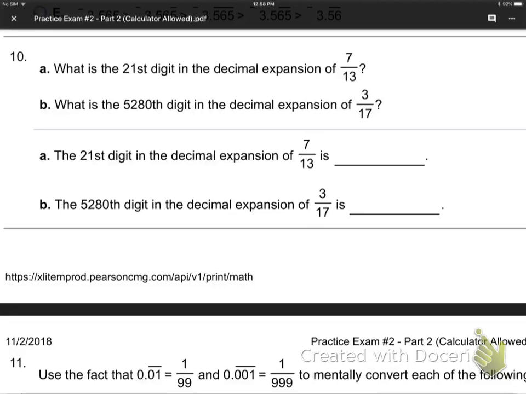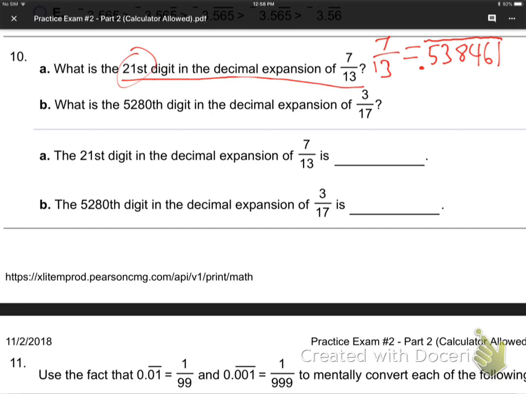Okay, so here we go to finish up part 2. The 21st digit of 7/13. If you divide 7 by 13 on your calculator, you'll find it's 0.538461, and then it just keeps repeating that over and over again. So I'll put a bar above it. It just keeps repeating those 6 digits, 538461, 538461, forever. So, how do we find the 21st digit?